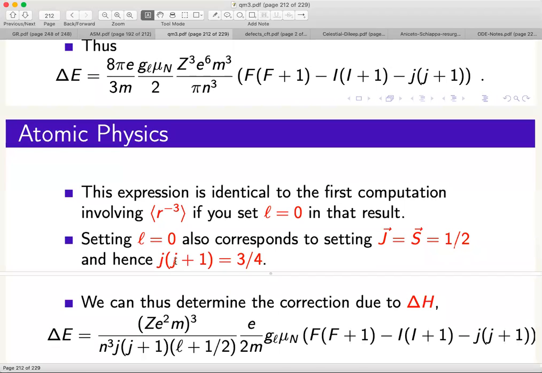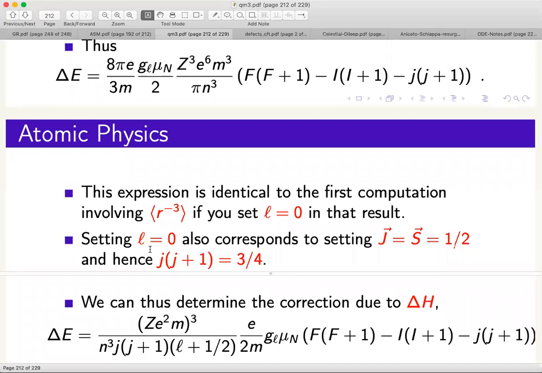Now notice one thing, that all the terms sitting around here, that Z squared m cubed upon n cubed, this pi is going to cancel with this pi, so you don't worry about the pi factor. The mu_N g_L by 2 factor, which is sitting around here, e by m is also a factor sitting around, this entire bracket is also sitting around. So what matters here is really the 8 by 3 factor versus this entire J into J plus 1 into L plus 2, L plus half.